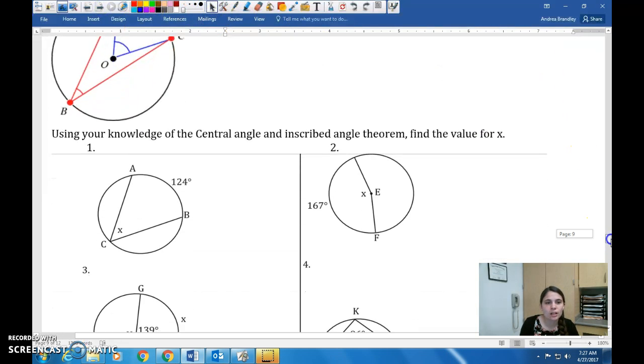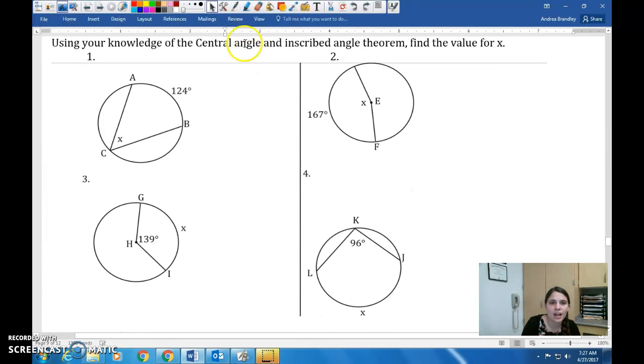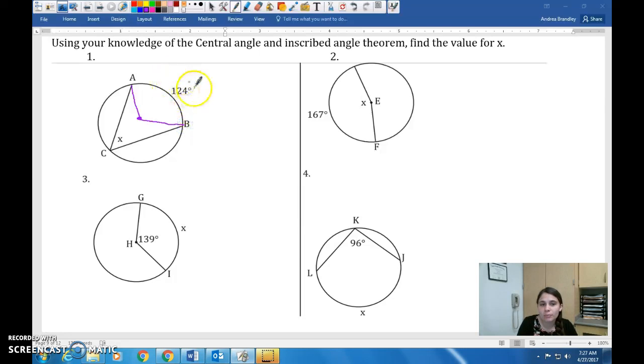We're using our knowledge of the central angle and inscribed angle theorems to find our value of x. If we look here, this arc measure is 124 degrees, and I'm going to draw our central angle so you can get an idea of what's happening. Remember that the arc measure and the central angle are the same, so this is also 124 degrees. Well, the inscribed angle is half of that, so half of 124 degrees is 62 degrees.